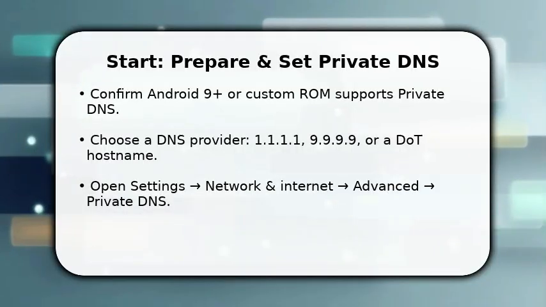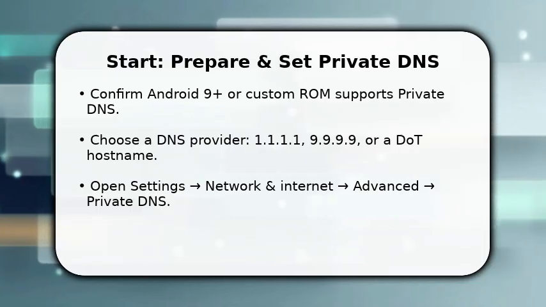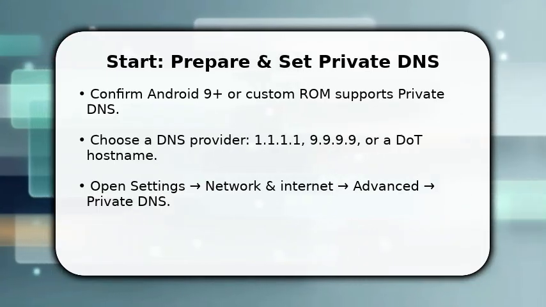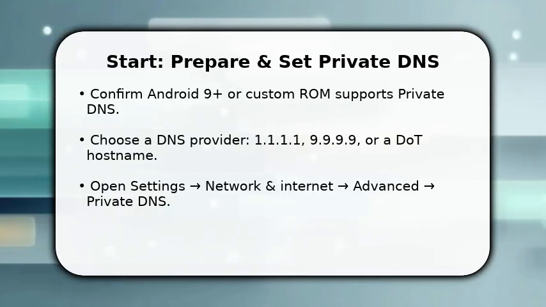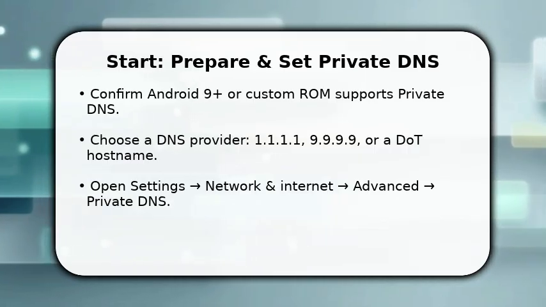You begin by confirming your device supports private DNS, Android 9+. You need a DNS provider hostname; pick Cloudflare, Quad9, or your own. Once ready, go to Settings, Network and Internet, Advanced, then Private DNS and select Private DNS Provider Hostname. Type the provider hostname and save.